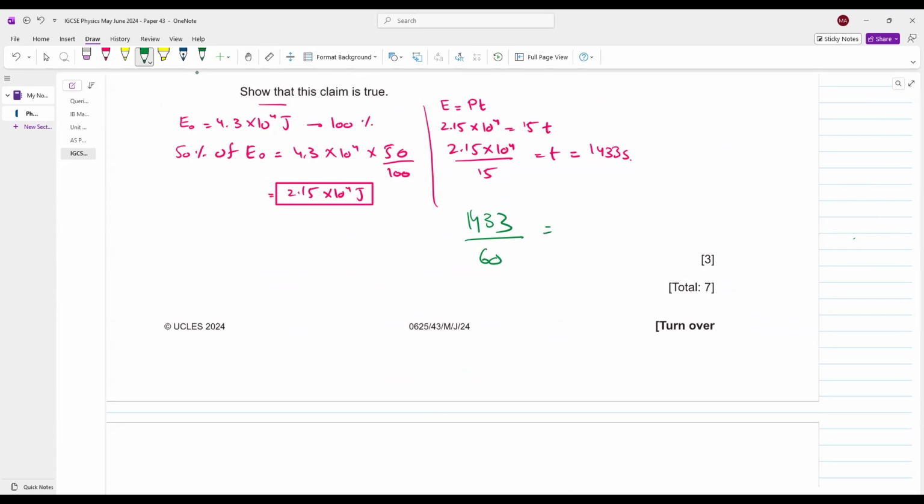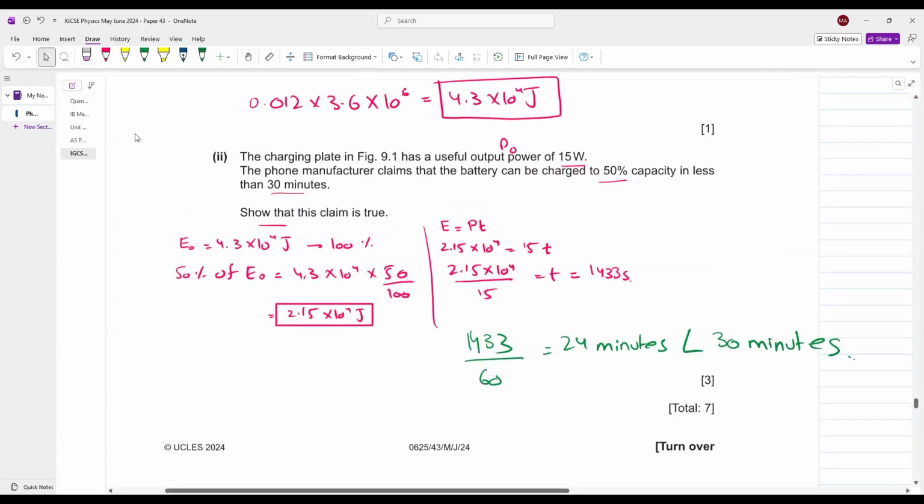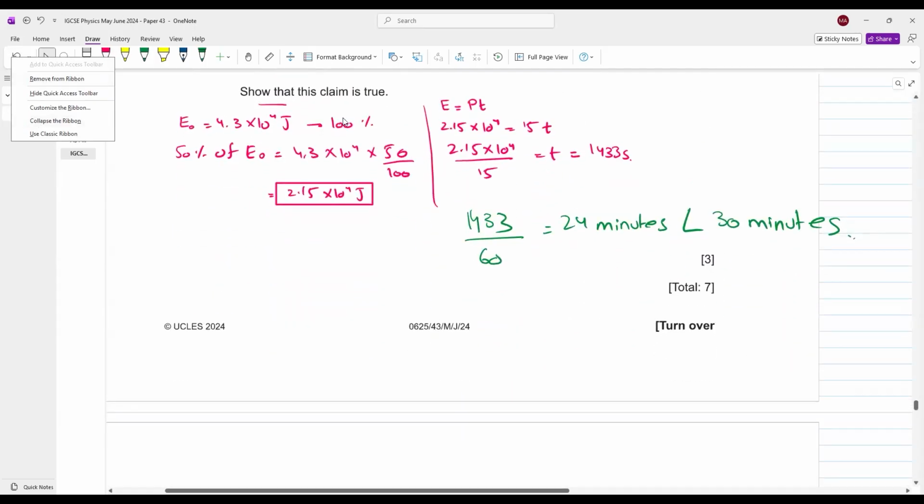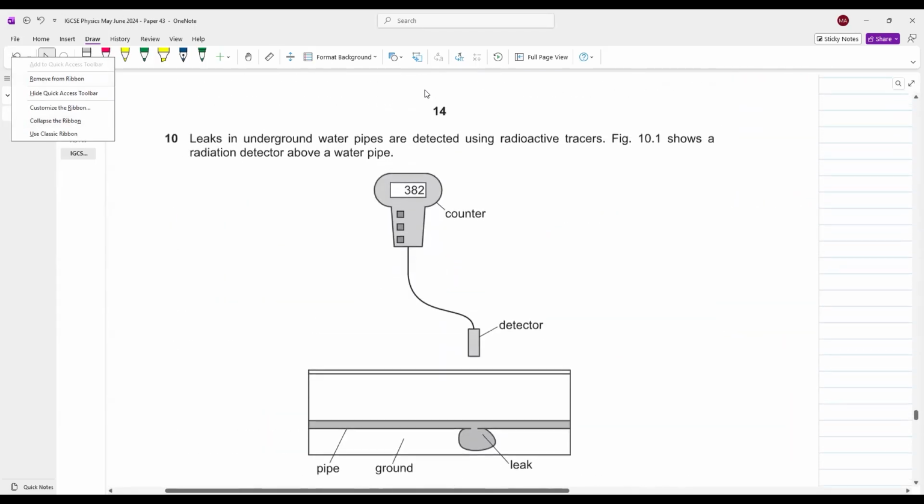This comes out to be 24 minutes, which is less than 30 minutes. Hence, your battery can be charged to 50% in less than 30 minutes. The claim is true. Perfect. Let's move ahead now. Okay, let's see this.